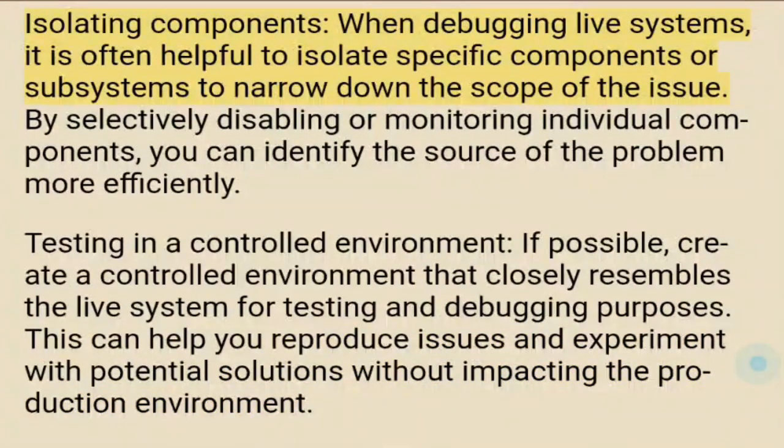Isolating components. When debugging live systems, it is often helpful to isolate specific components or subsystems to narrow down the scope of the issue. By selectively disabling or monitoring individual components, you can identify the source of the problem more efficiently. Testing in a controlled environment. If possible, create a controlled environment that closely resembles the live system for testing and debugging purposes. This can help you reproduce issues and experiment with potential solutions without impacting the production environment.